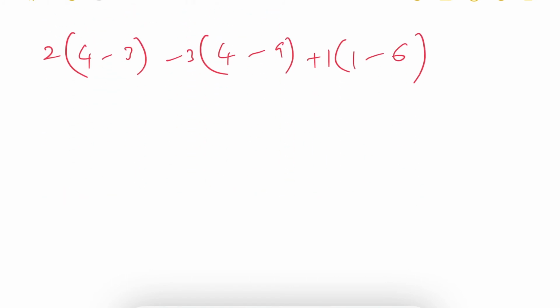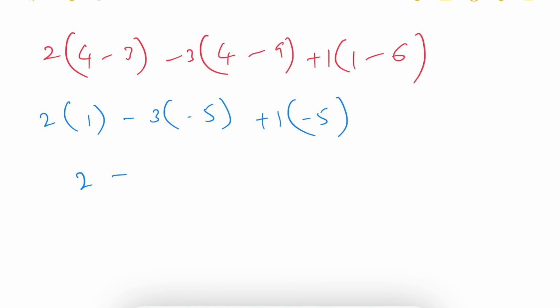Okay, let us simplify this now. 2 into 4 minus 3 is 1, minus 3 into 4 minus 9 minus 5, plus 1 into 1 minus 6 minus 5. 2 ones are 2, minus into minus plus, 3 5s are 15, plus into minus minus, 1 5s are 5.